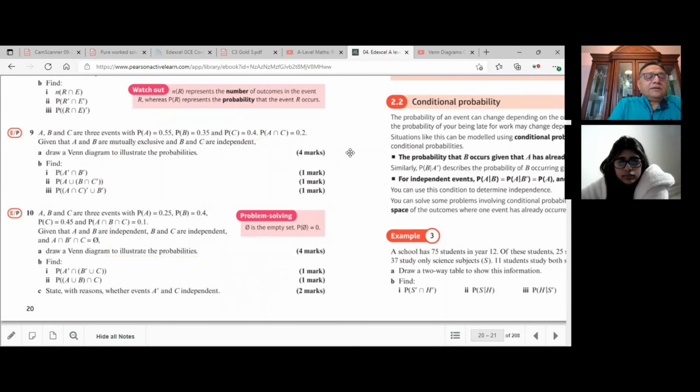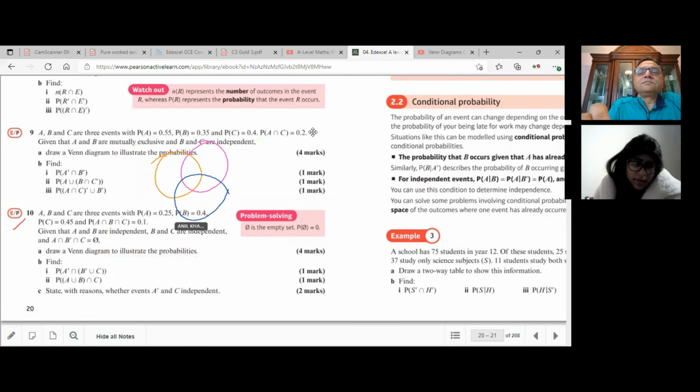Now, try once again. Question number 10. Amy, can you do it now? Sorry, I've got the hiccups. A, B, and C are 3 events with probability of A as 0.25, probability of B as 0.4, probability of C as 0.45, and probability of A and B and C as 0.1. Given that A and B are independent, B and C are independent, and A and not B and C is an empty set, draw the Venn diagram.